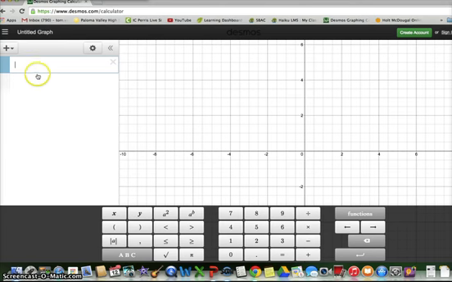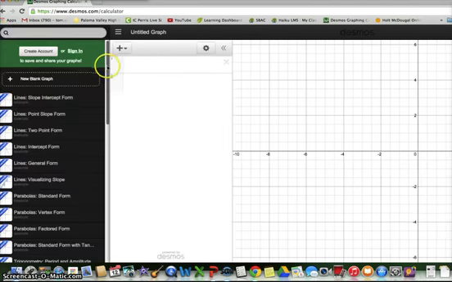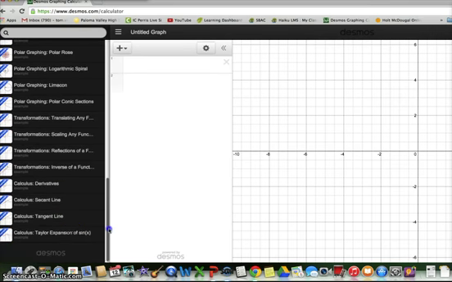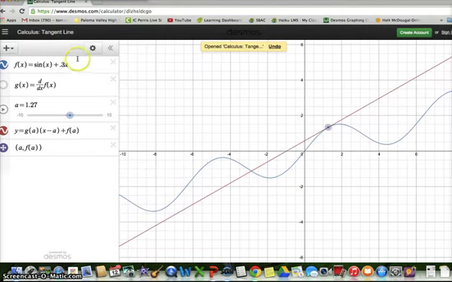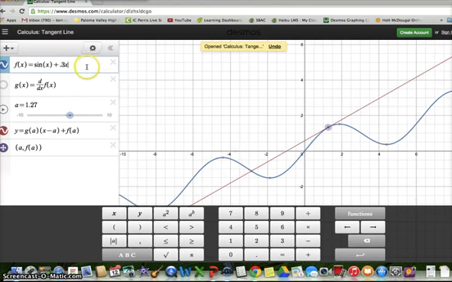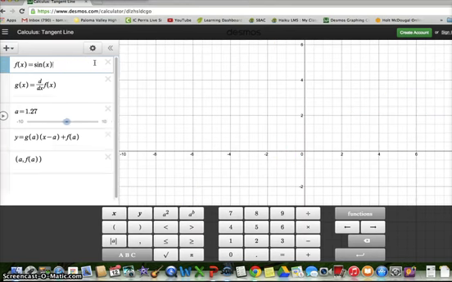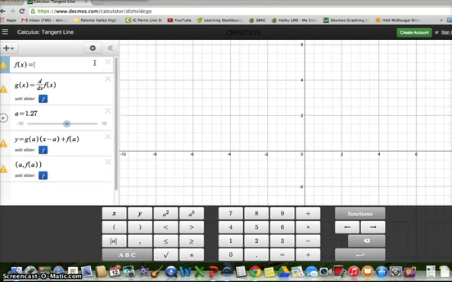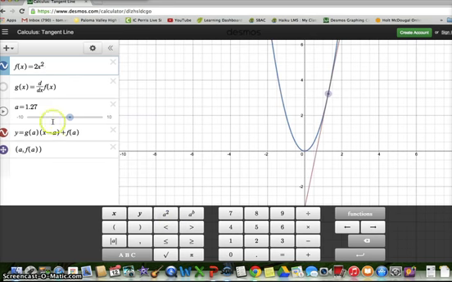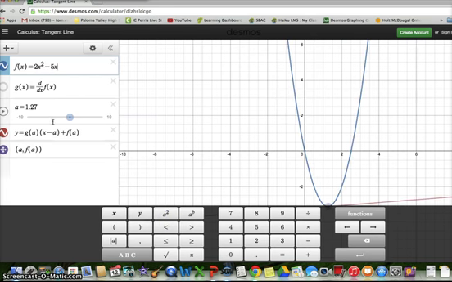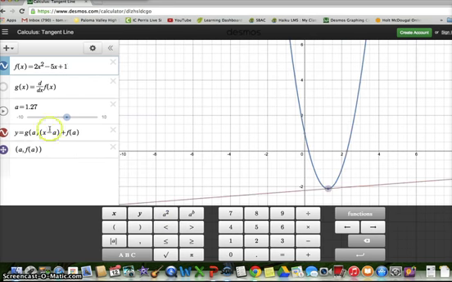Now, once again, I want to go to the Desmos calculator and use the great graphing tool down here at the bottom for calculus, tangent line. And instead of using the equation that they've given, I'd like to put the one on there that we just did. So 2x squared minus 5x plus 1.